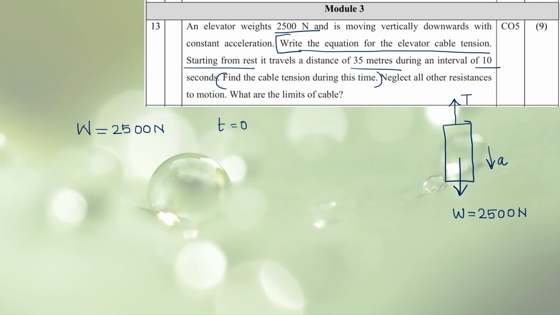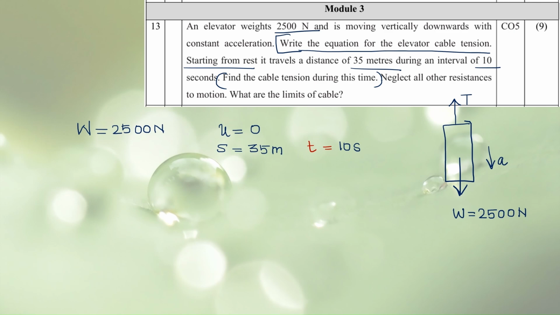So the distance I am taking is 35 meters, and the 35 meter distance is covered during an interval, this was the initial time and the final time. The time taken to cover 35 meters is 10 seconds. This much data they have given, and initially it is at rest, so I am taking the initial velocity as 0.